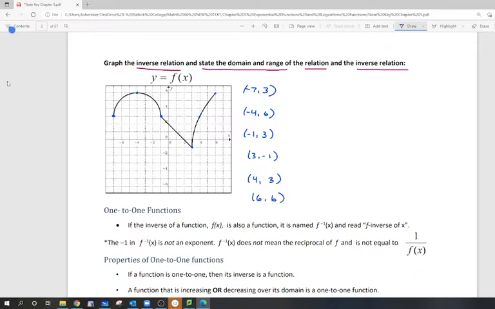So now what I want you to do is graph the inverse relation, and then I want you to state the domain and the range of each. So pause the video.